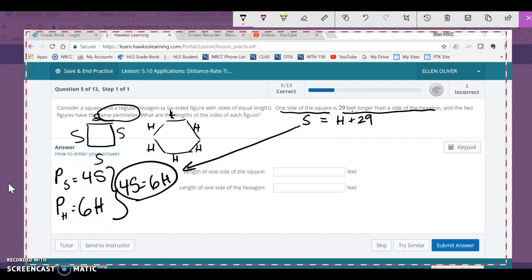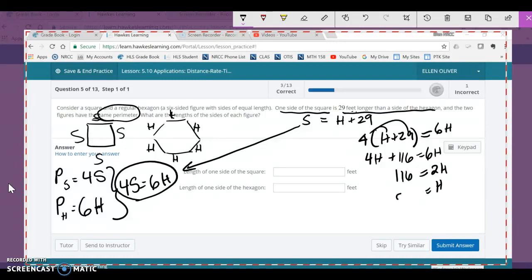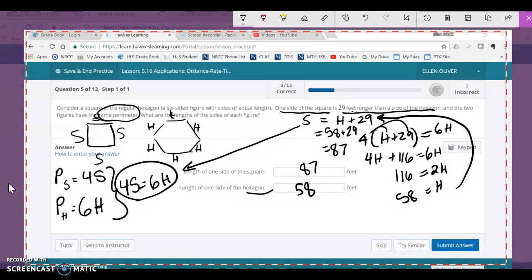So S is H plus 29. So I'm going to have 4 times (H plus 29) equals 6H. Distribute 4H plus 4 times 29, 116 equals 6H. Minus 4H from both sides and divide by 2. So that's the hexagon, so that's going to go here, is 58. And then I can plug that back into here to get the side of the square. 58 plus 29. 8, 9 is 17, 5, 6, 7, 87. Let me just check that. 58 plus 29, 87. Yep, so 87 and 58.